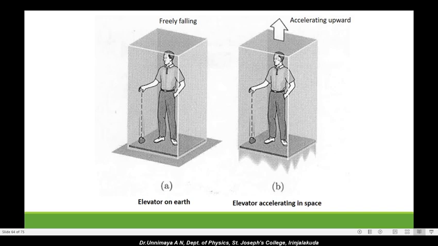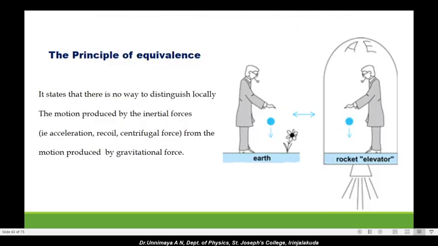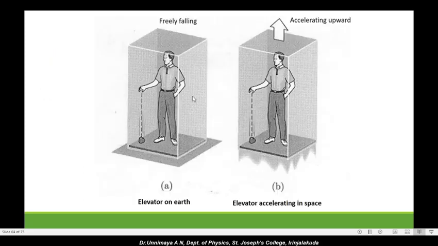So the principle of equivalence is an old concept. In that, they have said that the motion due to inertial forces cannot be distinguished from the motion produced by gravitational forces. That means, if the elevator is on Earth or in space, in both cases, if the person drops an object, that will reach the bottom of that elevator. But for a freely falling elevator, that object will be in mid-air and does not reach the bottom.